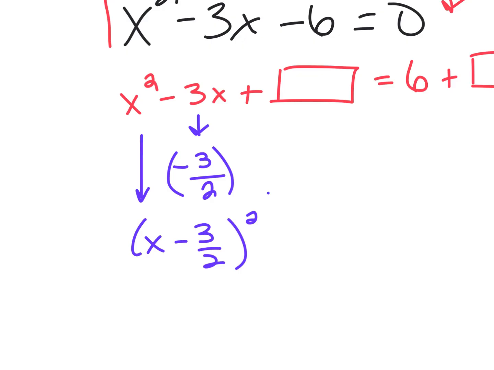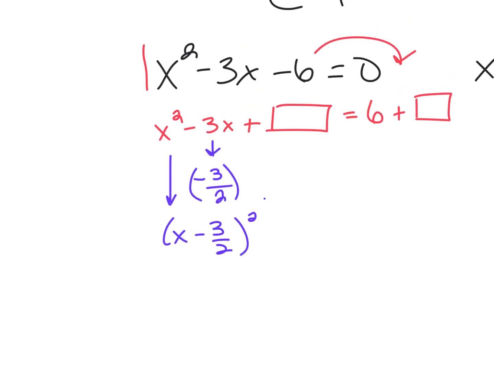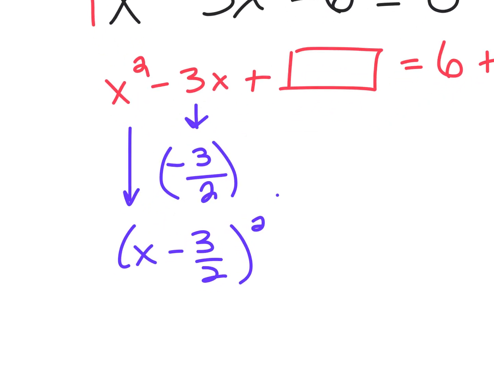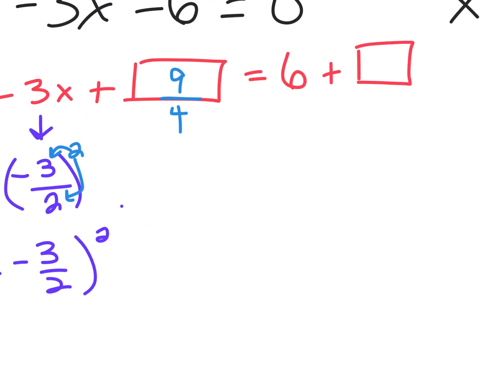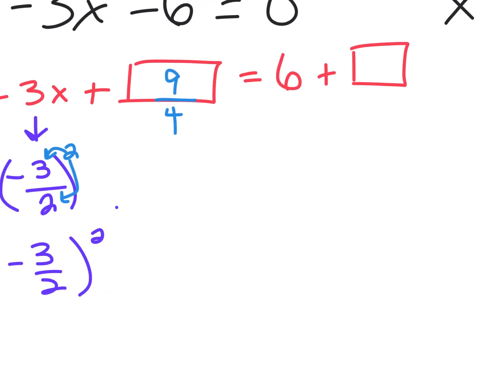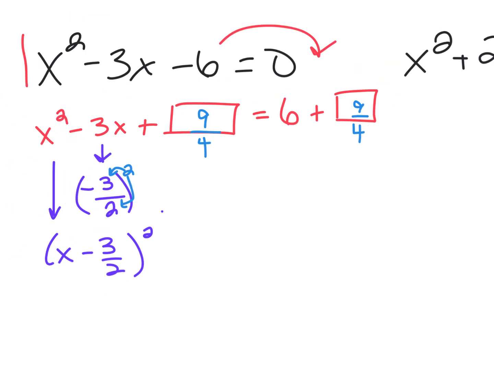Now, how do I know what's going to go in my box on each side of my equation? I have to square this. When I square, I go to the top and to the bottom. So what's negative 3 squared? Positive 9 over, what's 2 squared? 4. What you do to one side of an equation, you have to do where? To the other. So 9 over 4 goes here. Those 2 squares that you have on either side, those boxes, they will always be plus, because when you square a number, it always becomes positive.